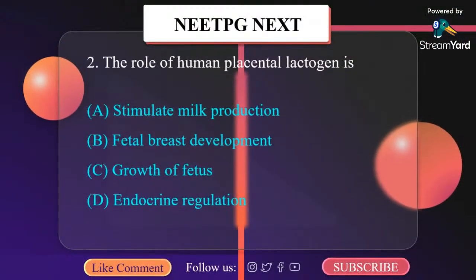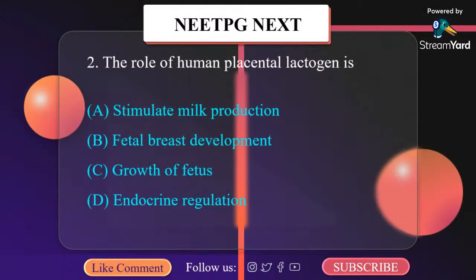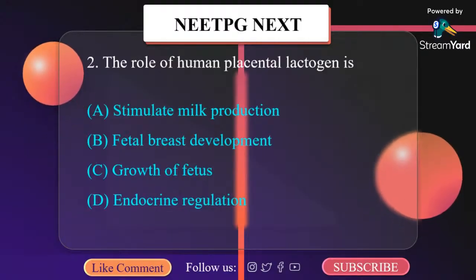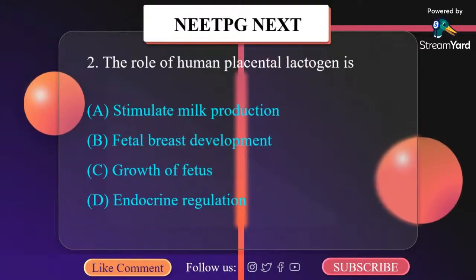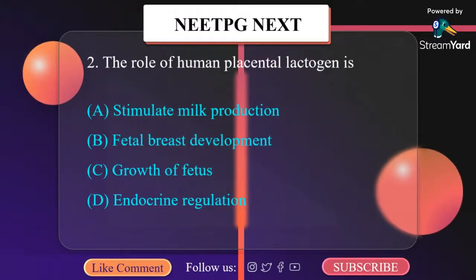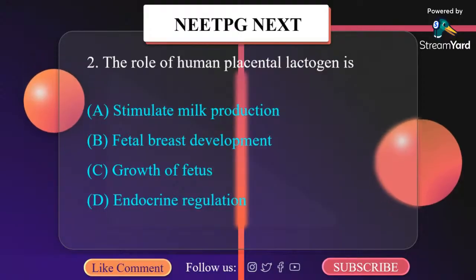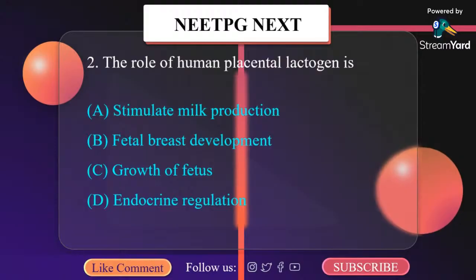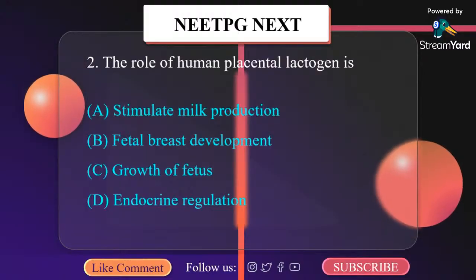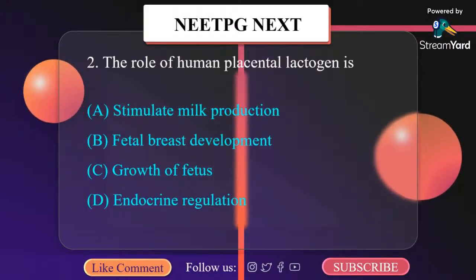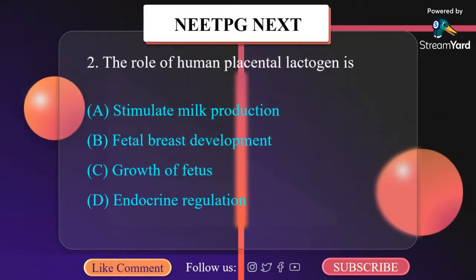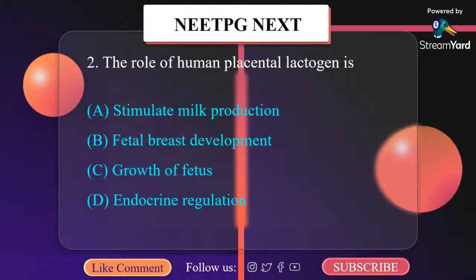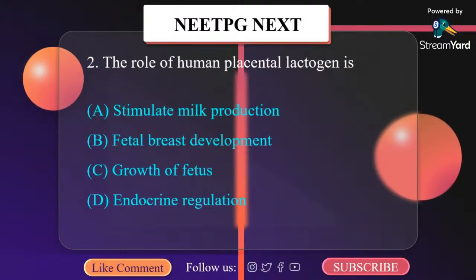The role of human placental lactogen is: A, stimulate milk production; B, fetal breast development; C, growth of fetus; D, endocrine regulation. Now, human placental lactogen provides fetal nutrition by antagonizing the action of insulin in maternal circulation. This potent angiogenic helps in development of fetal vasculature. It promotes the growth of breast for lactation also. So the correct answer here is C, growth of fetus.